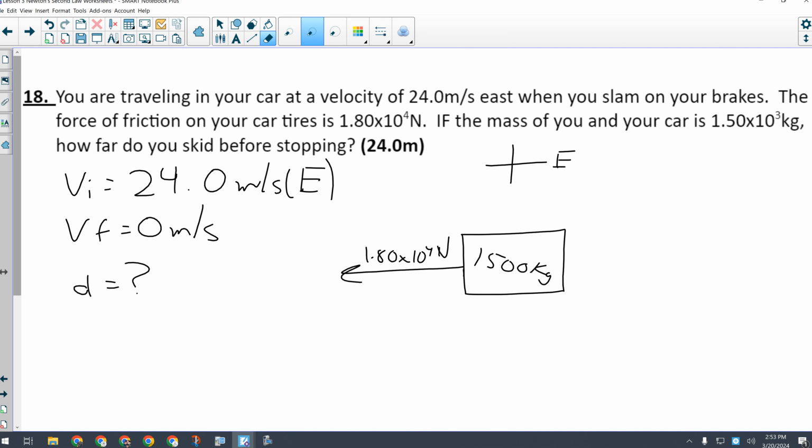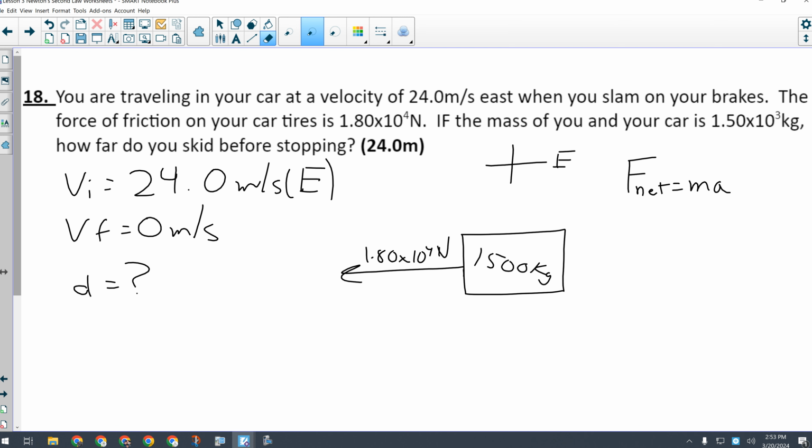Now, since we know this is a Newton's second law type of question, we know that that formula applies. But right now, it doesn't look like we have enough information. We have the mass of the car, but we don't have the net force. Or do we?